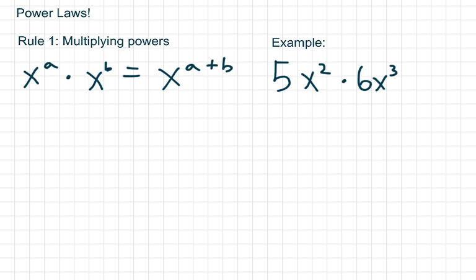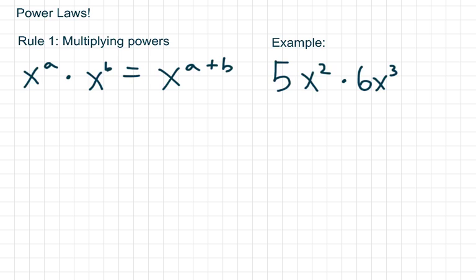Okay, so moving on to the actual power laws. First off, we have the rule about multiplying powers. What happens in this rule is that whenever you're multiplying two powers with the same base, you will add the exponents together. So in this case, we have x to the a times x to the b, and that's going to be equal to x to the a plus b.